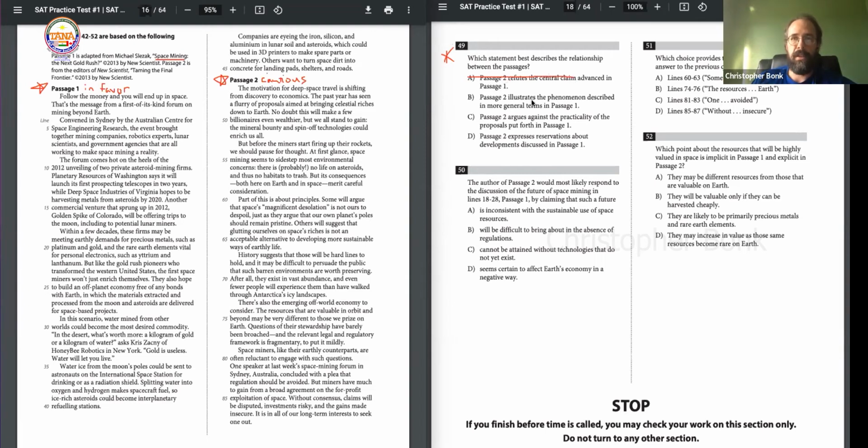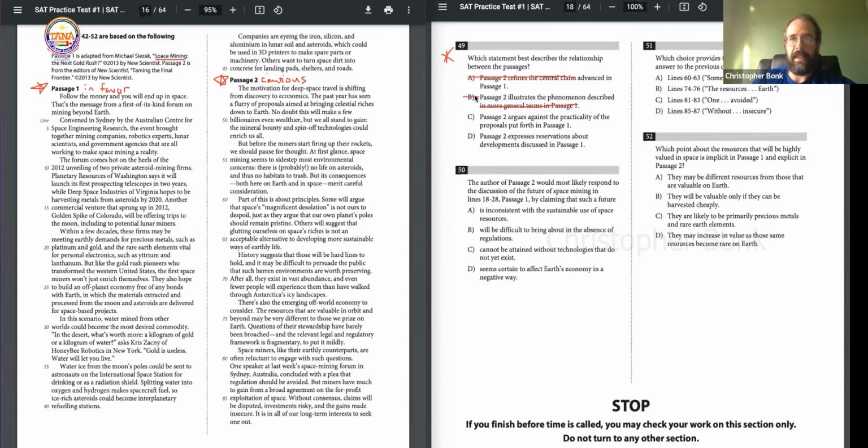With B, passage two illustrates the phenomenon described in more general terms than passage one. That's going to be a flip-flop thing, because if anything, passage one is more general by just focusing on the positives. Passage two gets more into the nitty-gritty, the details right there. So it won't be B either.